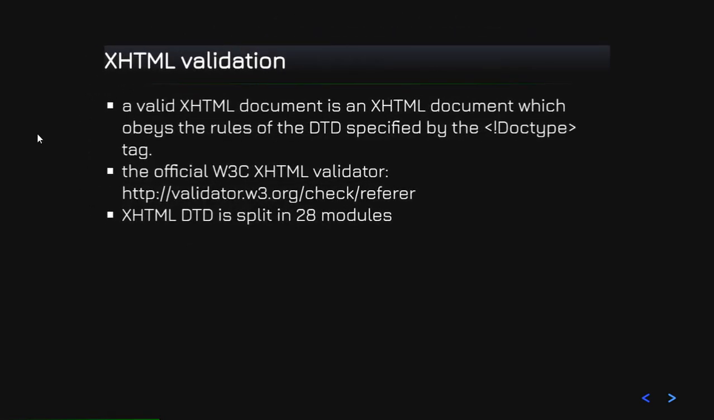Okay, XHTML validation. A valid XHTML document is an XHTML document that complies to the rules of the DTD specification, the DTD file specified in the doctype tag in this document. There is this official W3C XHTML validator, which checks whether the current document is valid, meaning it complies to the DTD specification. And the XHTML DTD is split in 28 modules.